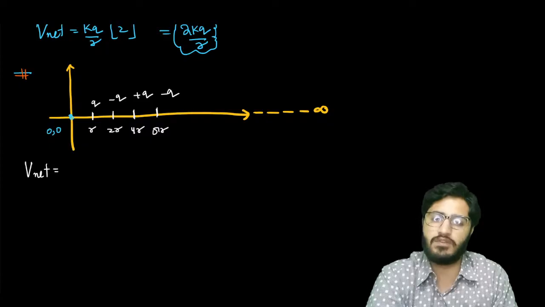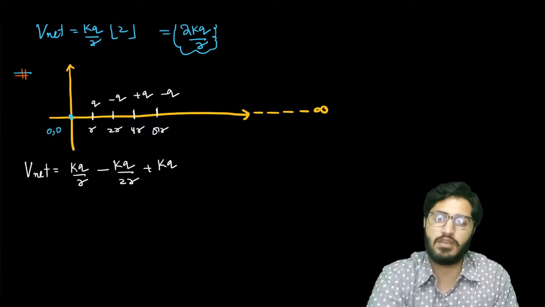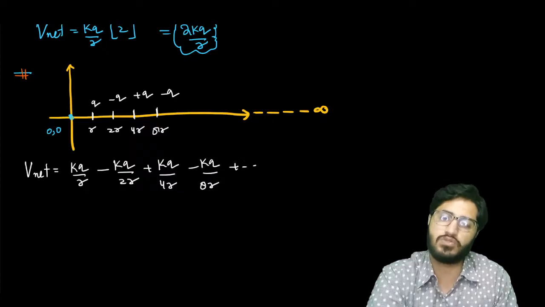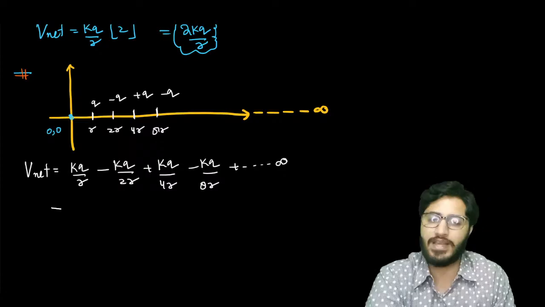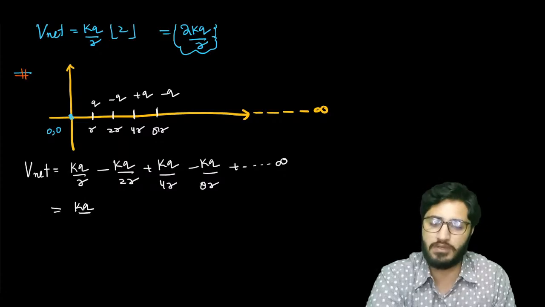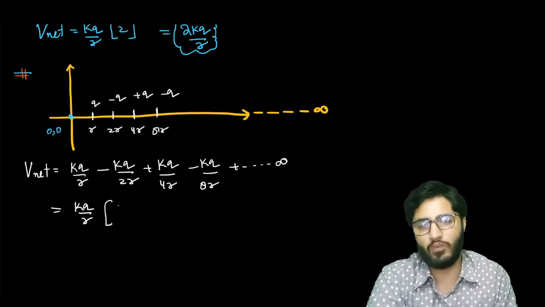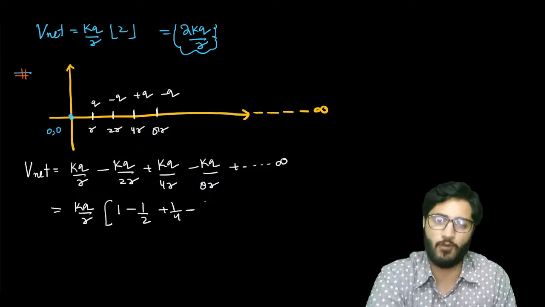Sir, it will be V1. What is V1? So V1 is K Q by R, then minus K Q by 2R, then plus K Q by 4R, then minus K Q by 8R, plus so on up to infinite. So what I can do here, I will take K Q by R common. Then what I have is 1 minus 1 by 2 plus 1 by 4 minus 1 by 8 plus so on.